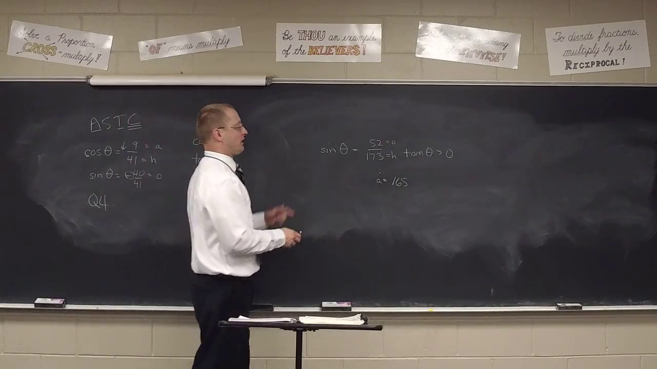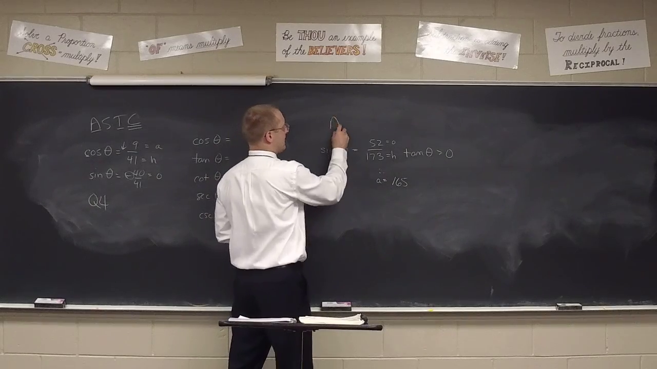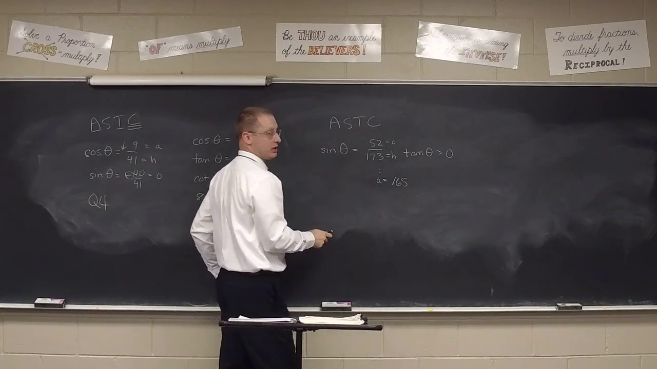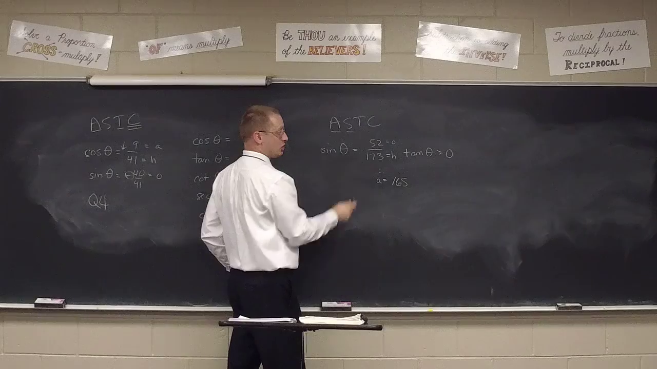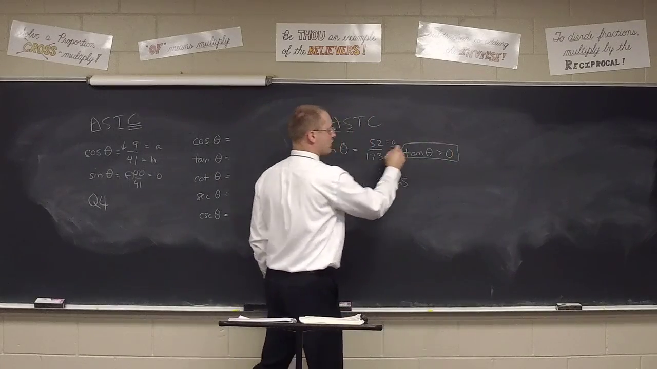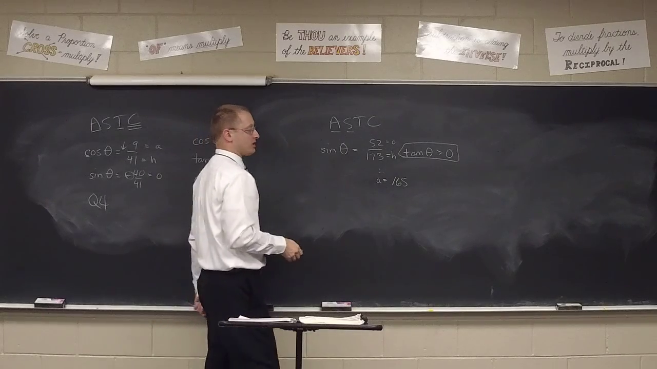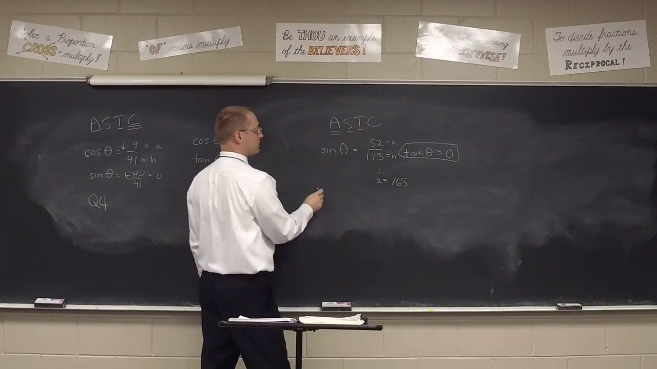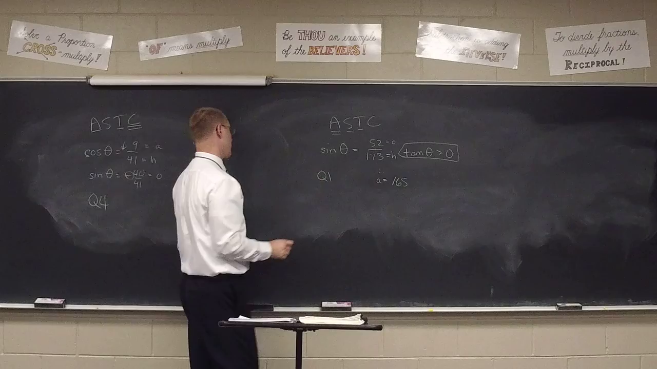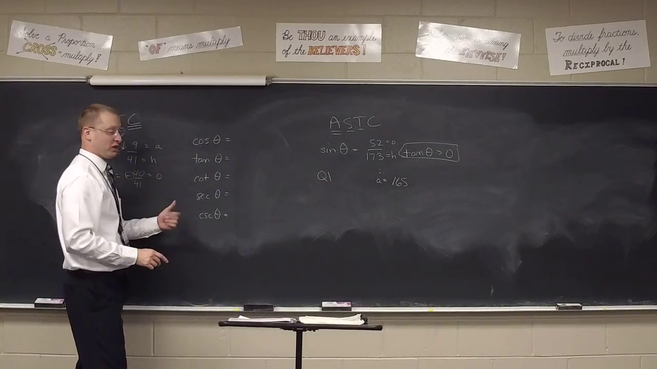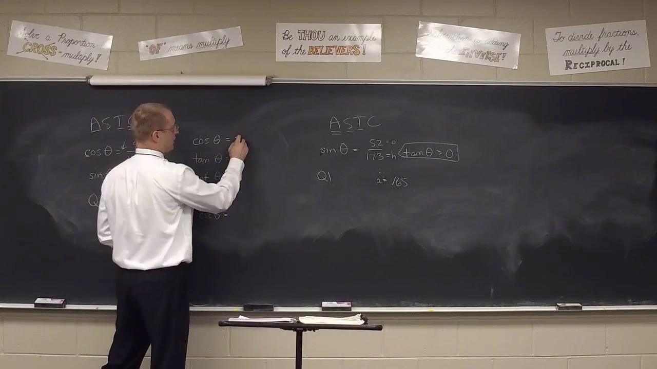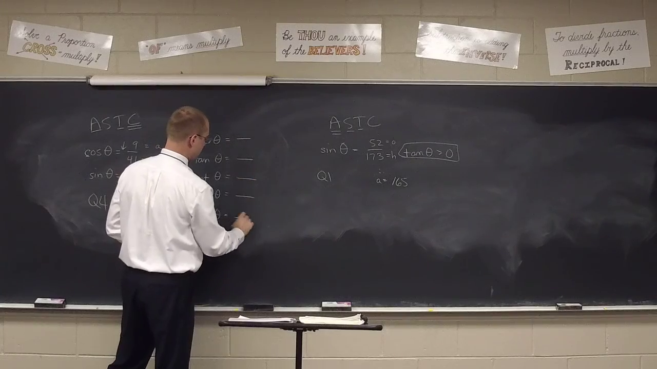Well, sine, evidently, class, is positive. ASTC, where is sine positive, Ethan? A and S, 1 and 2. And then tangent is greater than 0. In other words, class, tangent is positive. Where is tangent positive, class? 1 and 3. So evidently, this is a quadrant 1 angle. If it's quadrant 1, that means all these other trig ratios have to be positive. I'll leave all of them understood at your seats to finish.